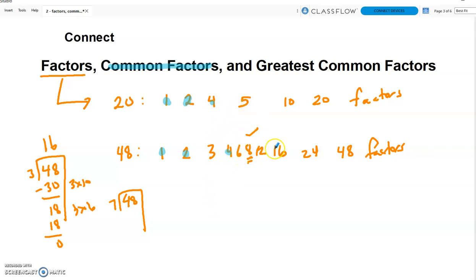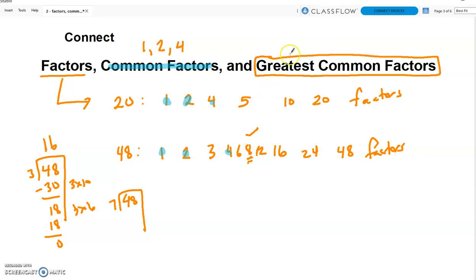And that's it, right? So they have 3 common factors. I would say the common factors of 20 and 48 are 1, 2, and 4. That's their common factors. And last but not least, you'll notice I often ask about the greatest common factor. That's going to be a special answer to some questions.